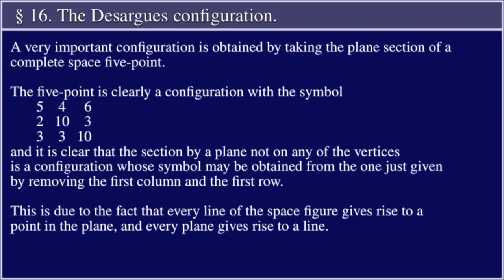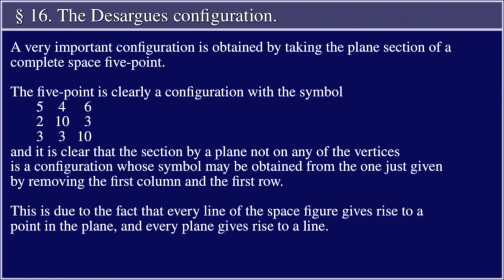A very important configuration is obtained by taking the plane section of a complete space 5-point. The 5-point is clearly a configuration with the symbol 3x3 matrix listed in columns: 5, 2, 3; column 2, 4, 10, 3; column 3, 6, 3, 10.